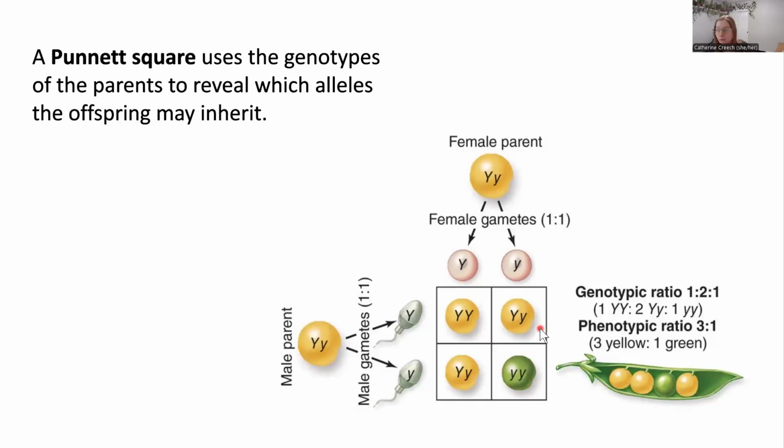What's our overall takeaway? If we have 2 heterozygous parents, they could produce either dominant or recessive gametes. And our outcome based on genotype is 1 homozygous dominant, 1 homozygous recessive, and 2 heterozygous offspring. What's our phenotypic outcome? Our phenotypic outcome is 3 yellow seeds and 1 green seed.